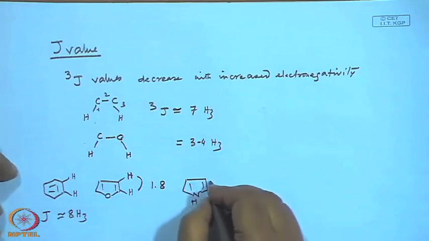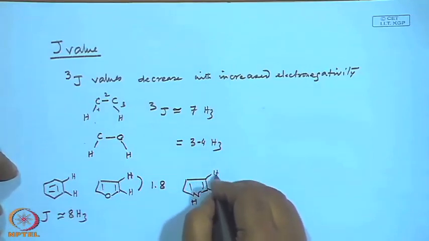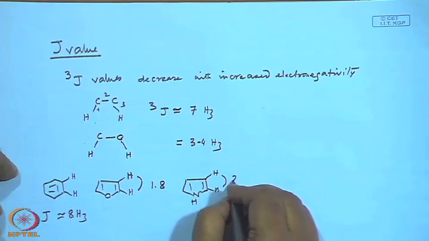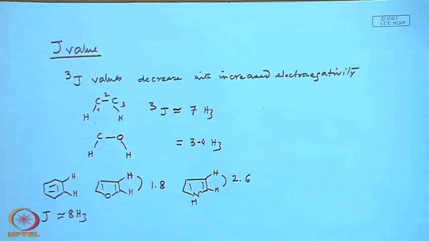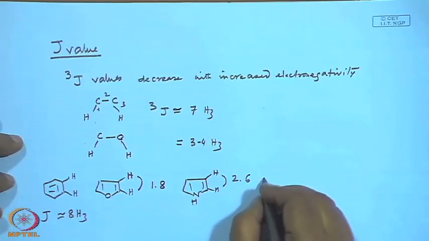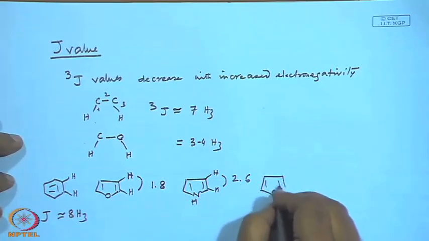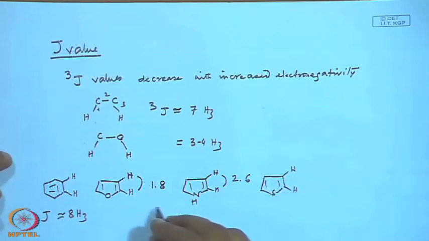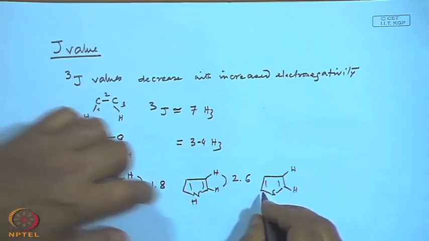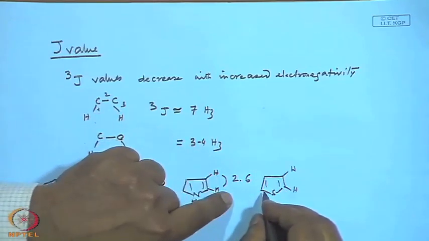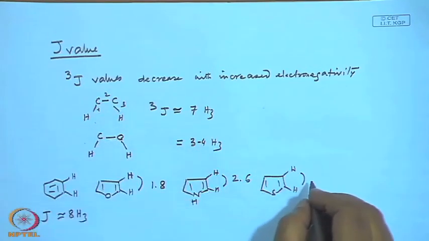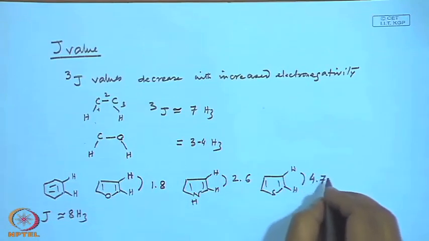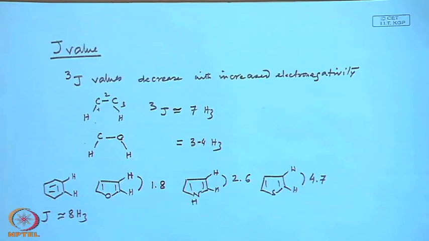For example, let us take another example like pyrrole. In the case of pyrrole, this hydrogen and this hydrogen would couple to each other with a constant of 2.6. Okay. In the case of thiophene, you can see electronegativity decreases in this order: furan, pyrrole and thiophene. So what do you expect? It should be a little more, right, and in this case it is 4.